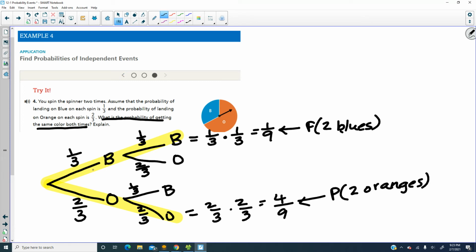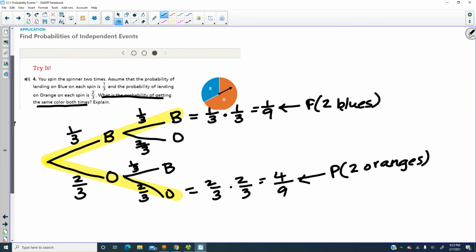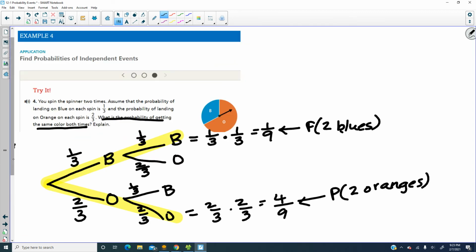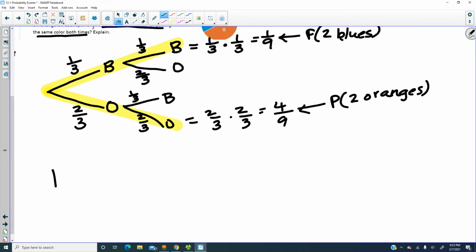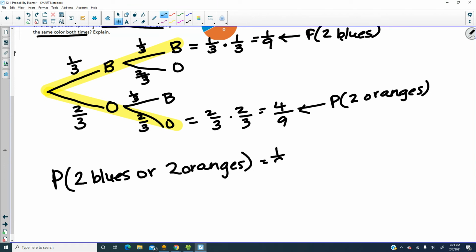Now, if I want to know the probability of getting just the same color, so either one, then I just add those two together. So the probability of getting 2 blues or 2 oranges is 1/9 plus 4/9, and I don't have to subtract any because you can't be blue and orange at the same time, 5/9. So 5/9 as my total answer.